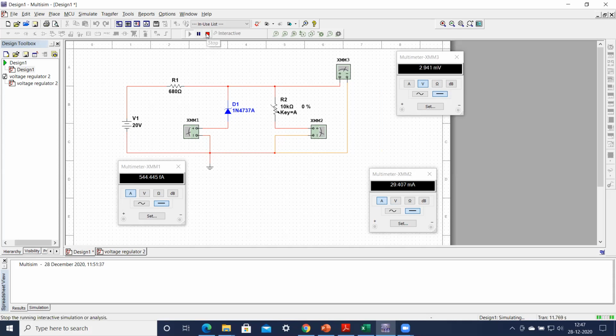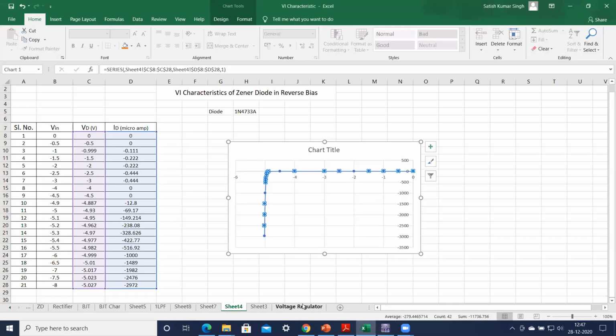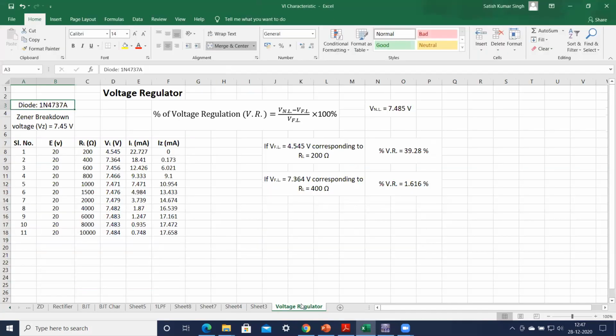Now we have to keep on varying this particular resistance value, and we have to fill out this particular table. We are conducting the experiment for the voltage regulator. Our diode we have taken as 4737A, and you can verify its Zener breakdown voltage by calculating the breakdown voltage by conducting the experiment.